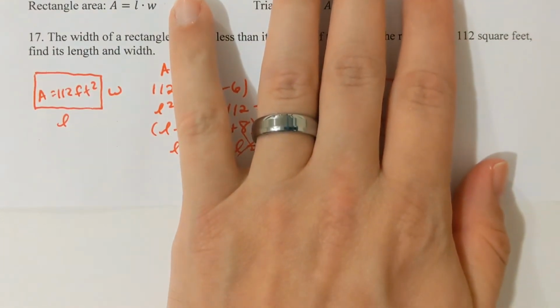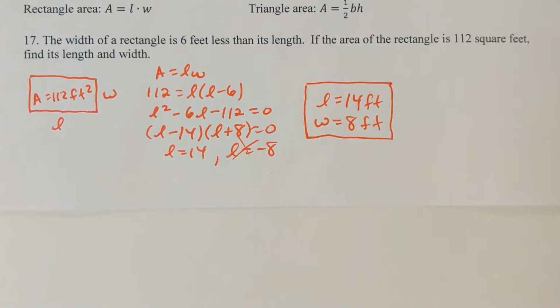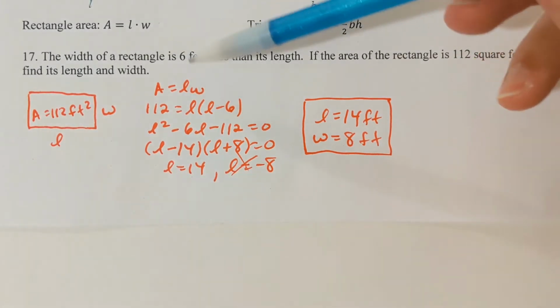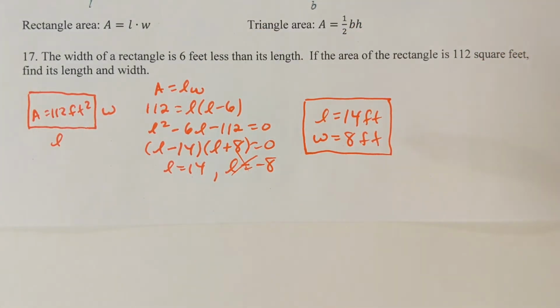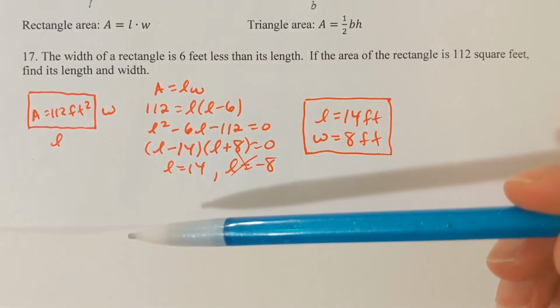Problem 17, it says the width of a rectangle is 6 feet less than its length, excuse me. If the area of the rectangle is 112 square feet, find its length and width. Okay, so I want to start off with the formula there for area of a rectangle, length times width. The area of this rectangle is 112 square feet.